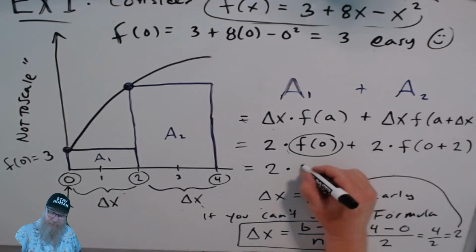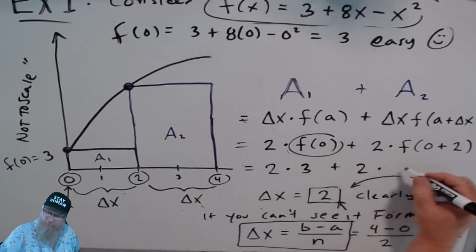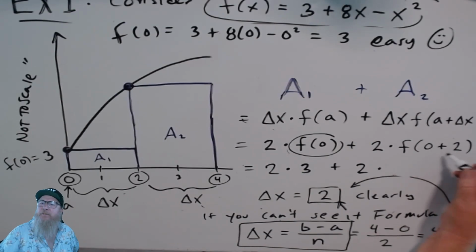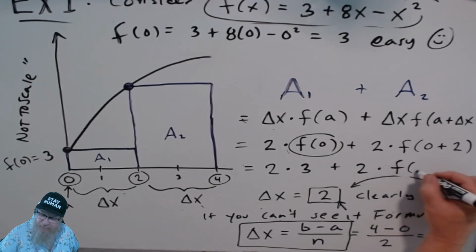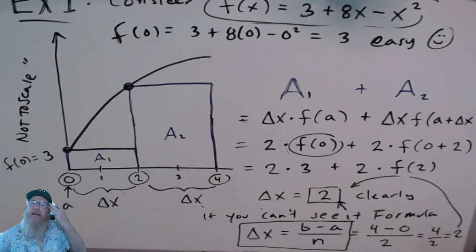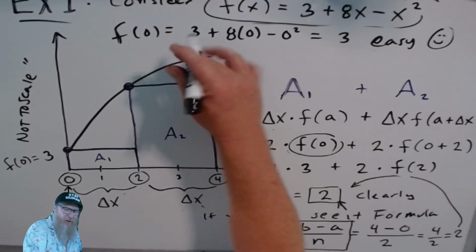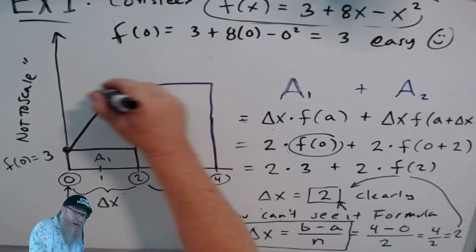This one, f of 2, 0 plus 2 is just 2. I mean, it's not going to be hard, but it's not going to be as easy as that one. So f of 2 is this point right here.